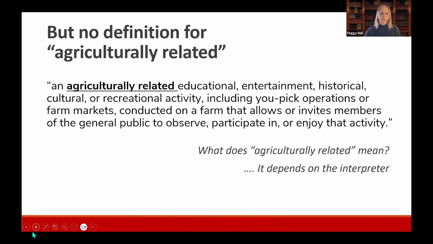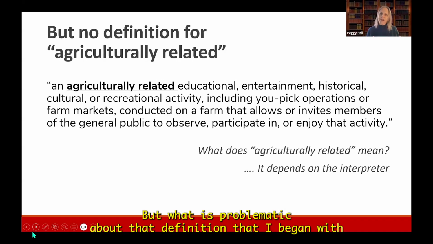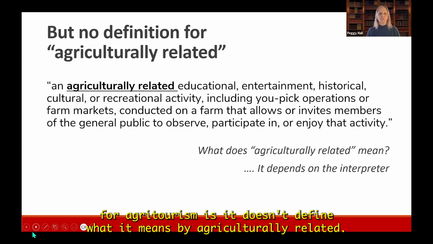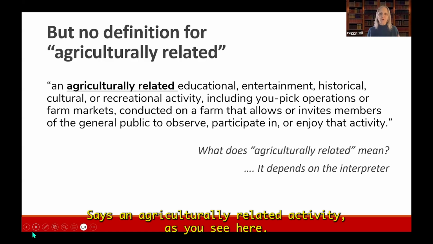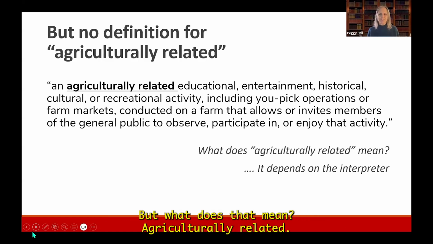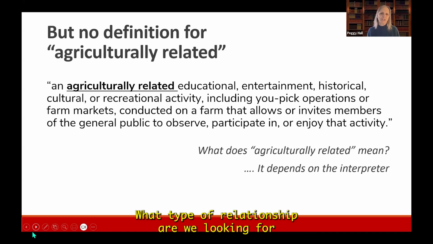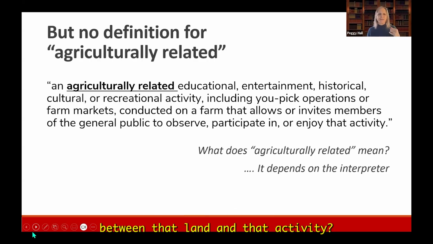But what is problematic about that definition that I began with for agritourism is it doesn't define what it means by agriculturally related. It says an agriculturally related activity, as you see here, but what does that mean, agriculturally related? What type of relationship are we looking for between that land and that activity? Well, there is not clear direction on that.